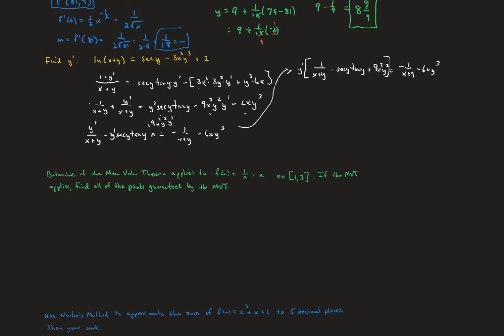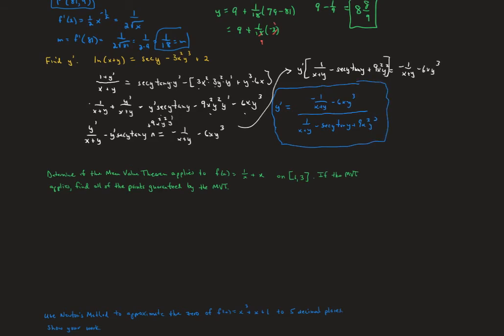And then finally, we're going to divide all that stuff to the other side. So our y prime is going to be negative 1 over x plus y minus 6xy to the third all over 1 over x plus y minus secant y tangent y plus 9x squared y squared. We're not going to try to do any simplification. I'll be very happy if you can get to this point right here.